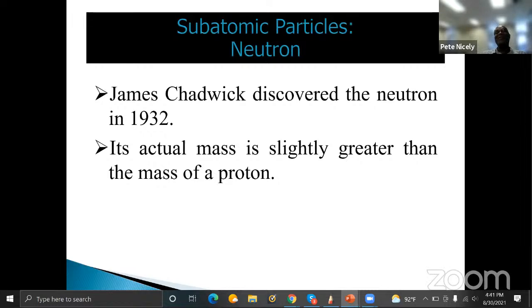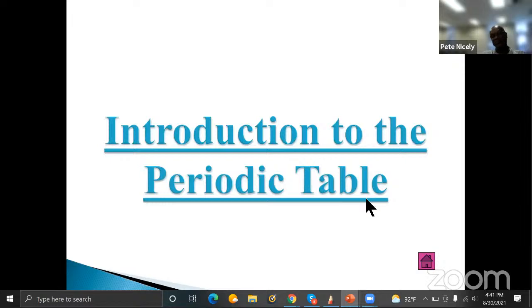There are two important properties of the neutron. One, it is neutral. It has no charges associated with it. And two, it has a mass which is slightly greater than the mass of a proton. So that was the discovery of the neutron, all right?